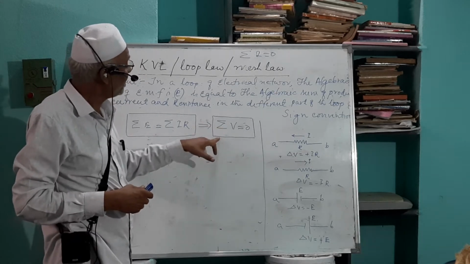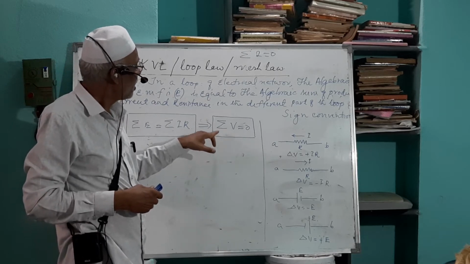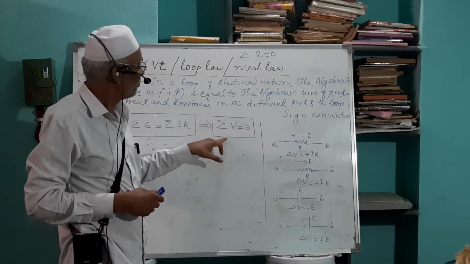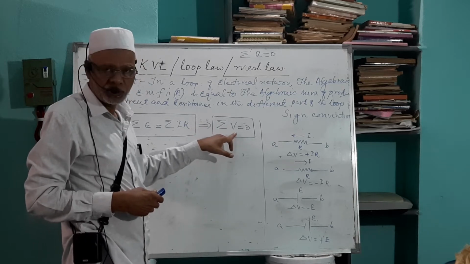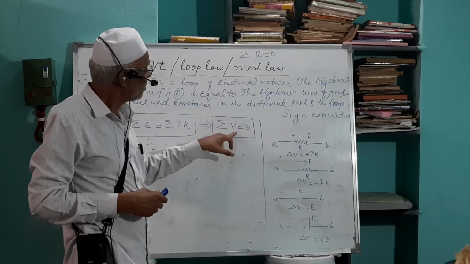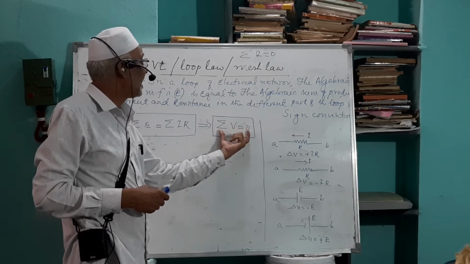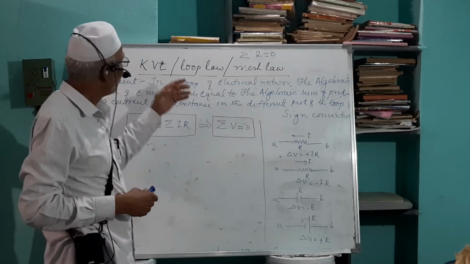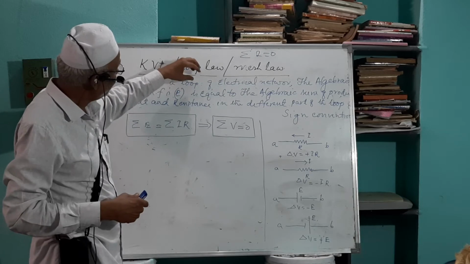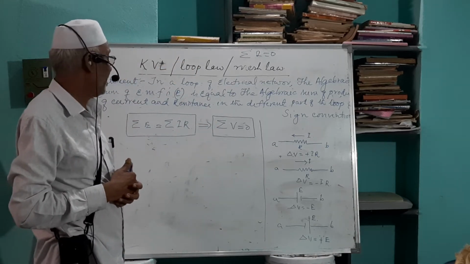So how can we state it? In an electrical network, or in a loop of an electrical network, the algebraic sum of voltages produced across the circuit elements and cells is equal to 0. This is the alternate statement of the KVL law. So far you have seen the statement and mathematical expression of the KVL law.